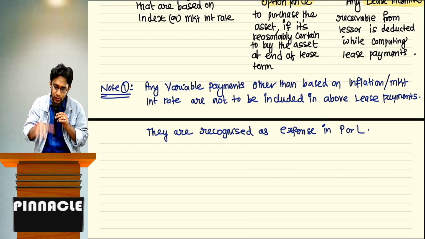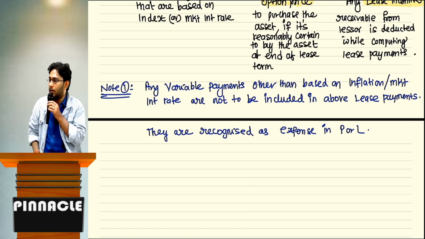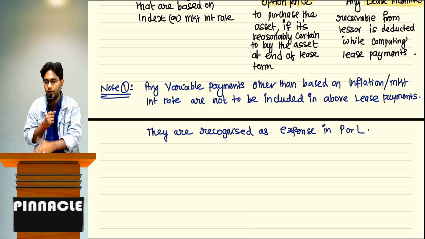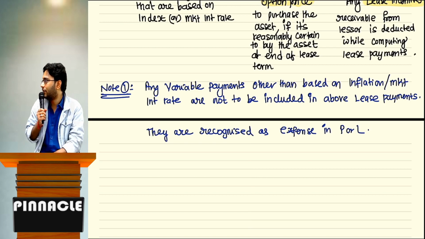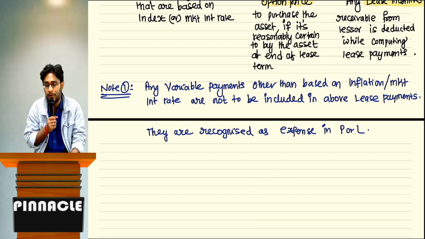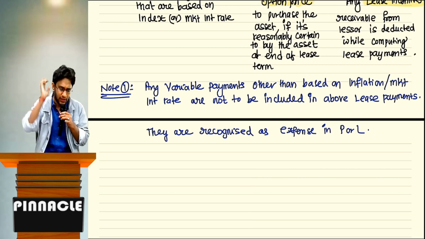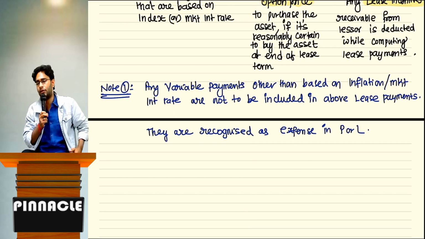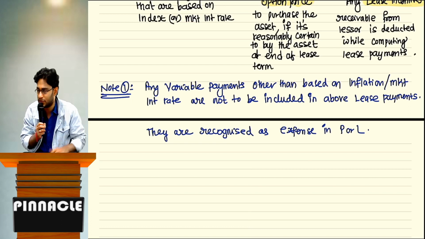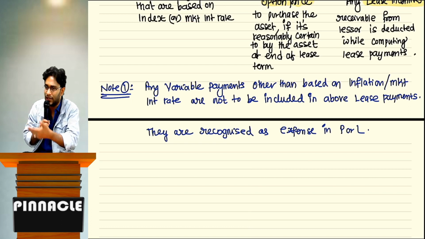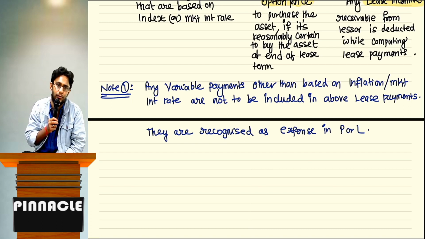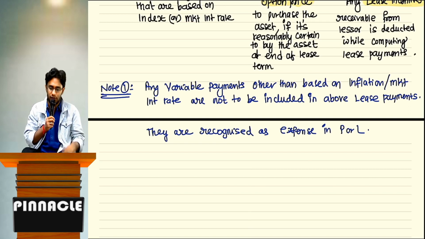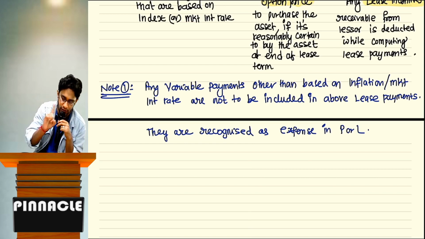In that, what you should not discount is these things. For example, you have to pay some rent based on number of customers you have received, or number of units you have manufactured. That type of rents are not included in your lease payment definition. In Ind AS 17 we used to call this contingent rent. Contingent rent was never included as part of your minimum lease payments definition. Whatever we are calling lease payment here, we used to call MLPs. In the MLP definition, contingent rent should not be included.